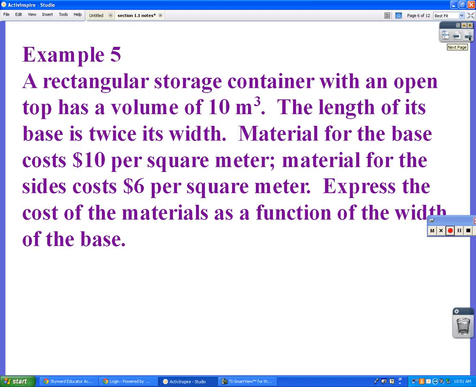All right, so let's play again. Let's try another one. It says a rectangular storage container with an open top has a volume of 10 meters cubed. The length of its base is twice its width. Now we're having fun, huh? Now you're starting to think. Material for the base costs $10 per square meter. Material for the sides costs $6 per square meter. Express the cost of the materials as a function of the width of the base.